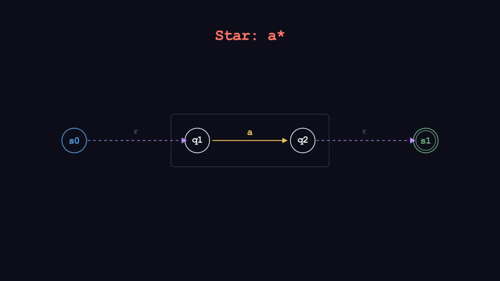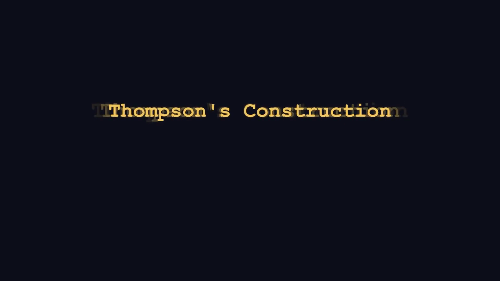And the star operator? This is where it gets clever. Take whatever you're repeating, add an epsilon loop from the accept state back to the start, and add another epsilon from the new start directly to the new accept, because star means 0 or more. This is Thompson's construction, invented in 1968.